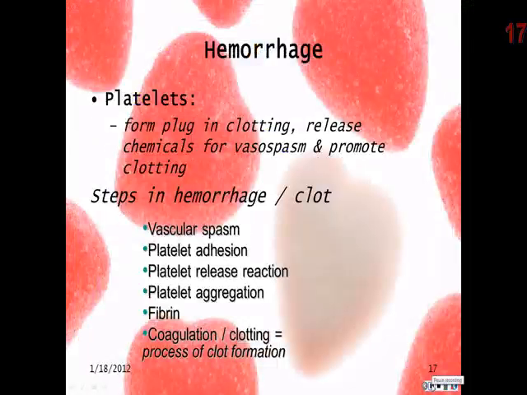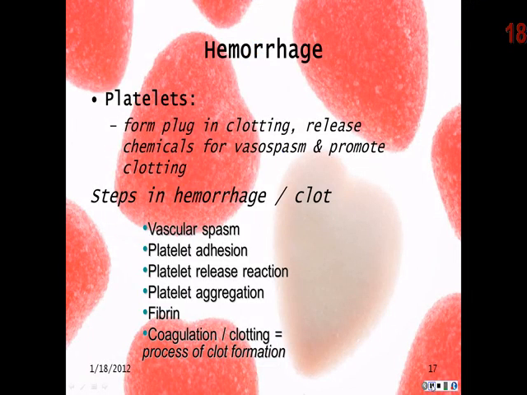Platelets are the membrane fragments which help form the plug in blood clotting. They also release chemicals to promote clotting and vasospasm. When there is a hemorrhage, the body responds with a vascular spasm to reduce blood flow to the area. We have platelet adhesion to cause them to stick to the area around the hemorrhage and trigger a platelet release reaction to bring more platelets.